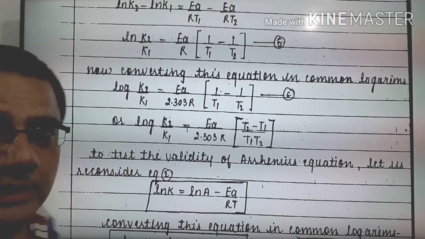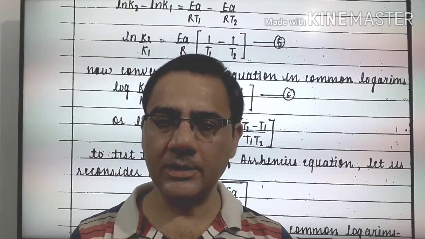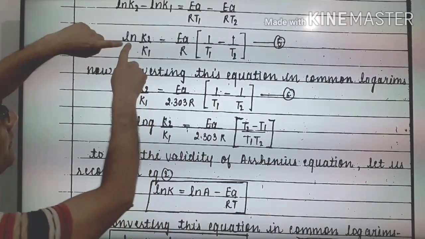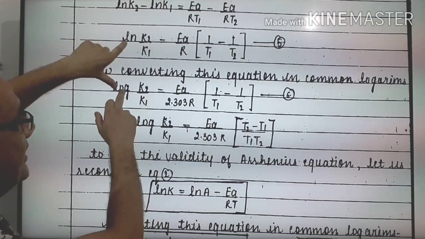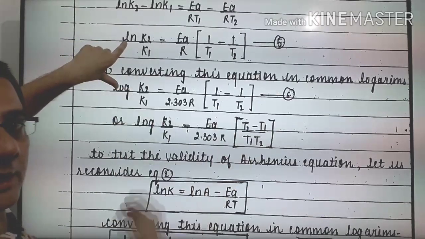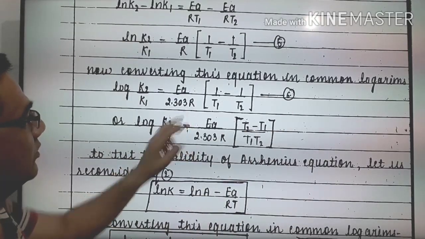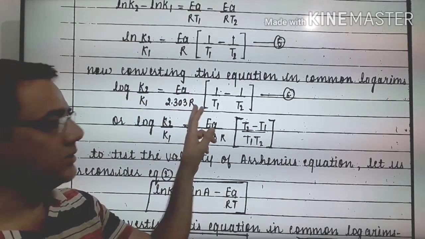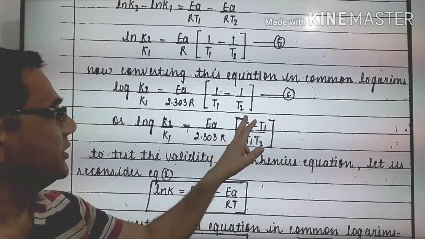we now convert ln into the common log, and 1 ln is equal to 2.303 log. So this ln we convert into 2.303 log. Log we keep this side only, 2.303 we bring to the right side, and when we bring it to the right side, it comes down. So log K2 upon K1 is equal to E upon 2.303 R, and inside the bracket 1 upon T1 minus 1 upon T2.